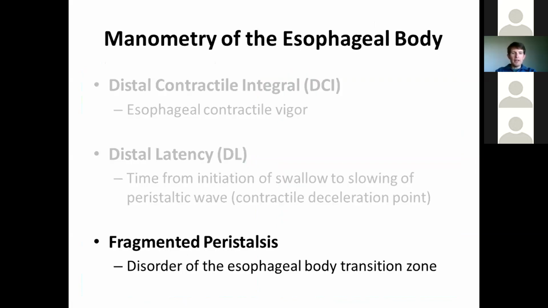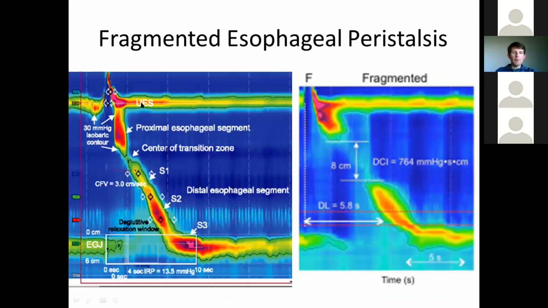The third and final piece of information that you need to understand about the esophageal body is fragmented peristalsis. So this is a disorder of the esophageal body transition zone. What you'll notice in even a normal peristaltic swallow is that you have a proximal segment of the esophageal manometry study in the esophageal body and then a distal segment here.